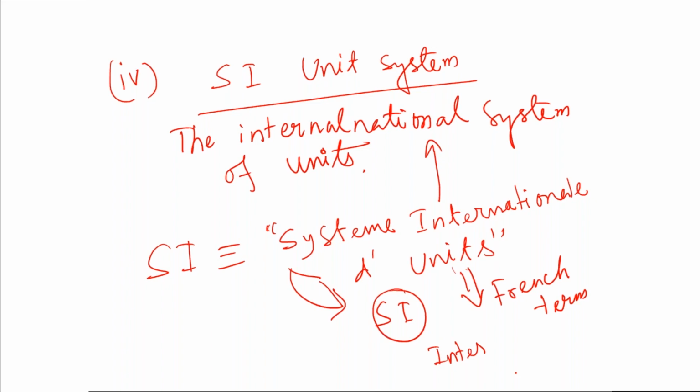So in this case also, the system was adopted by the 11th General Conference of Weights and Measures in 1966. This SI unit was accepted in 1960. It covers all branches of science and technology. It is being used in all kinds of science and technology. It is based on the following basic units.